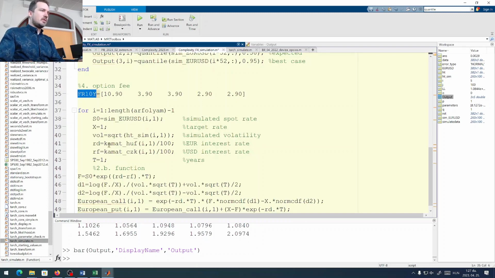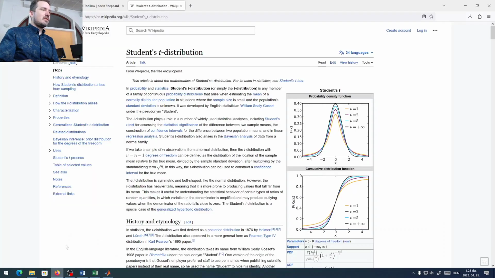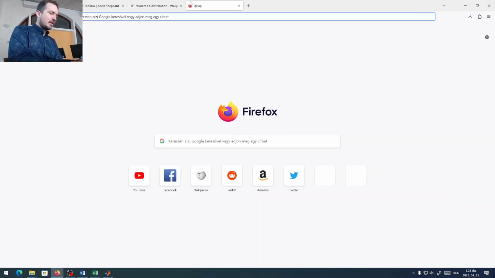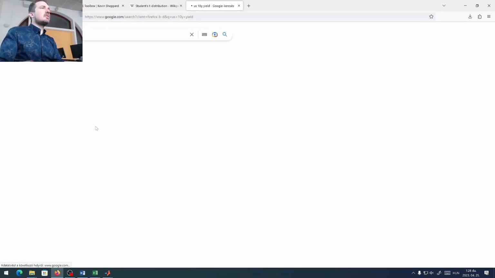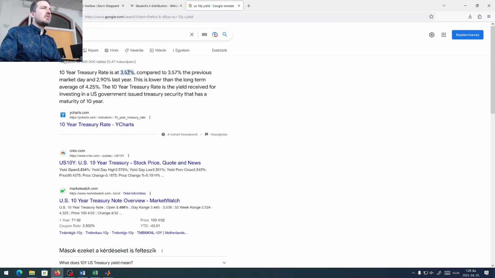Okay, so French 10 epsilon has only one row, but some columns, and we have to divide it by 100 because otherwise we will get really strange data. And for the US, let's say that here we'll have 0.06%. What is the current US 10 epsilon yield? Oh, see, 3.